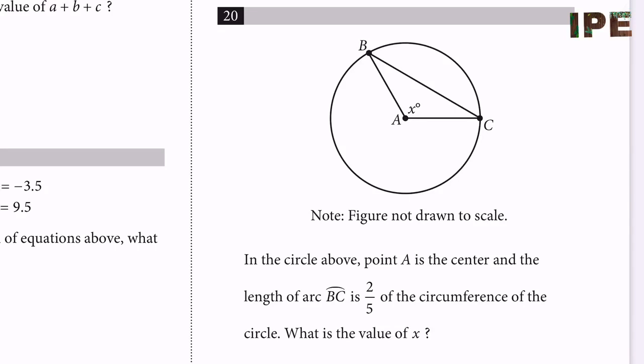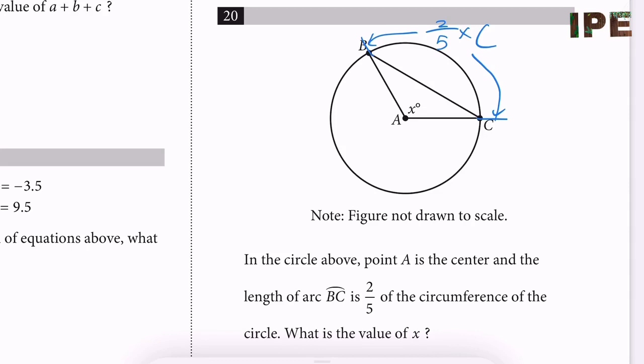In the figure, in the circle above, point A is the center and the length of arc BC is 2 over 5 of the circumference. I just told you when I explained the relation between the central angle and the length of arc, they are directly proportional. It just says the length of arc BC, it doesn't give you the length, but it is 2 over 5 of the circumference.